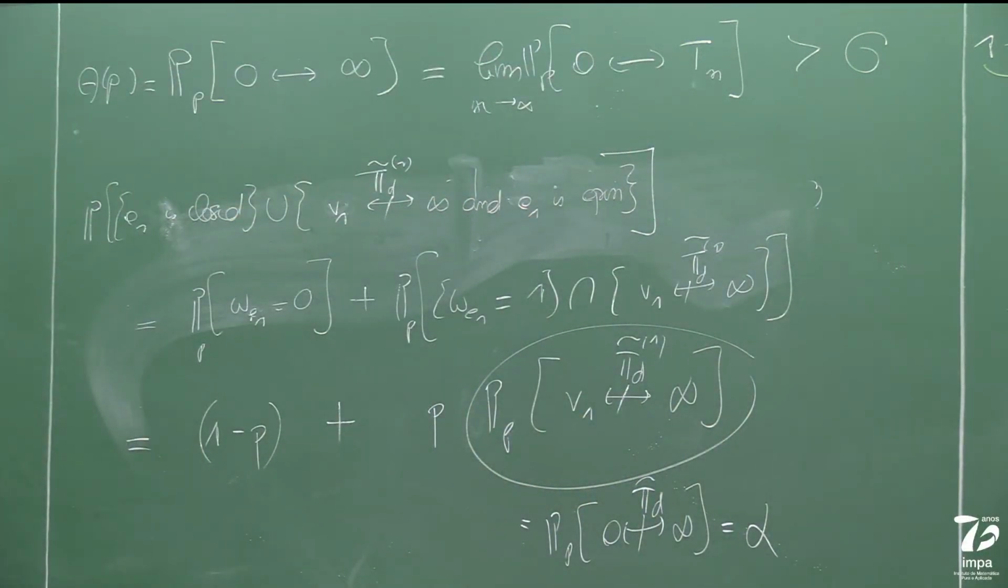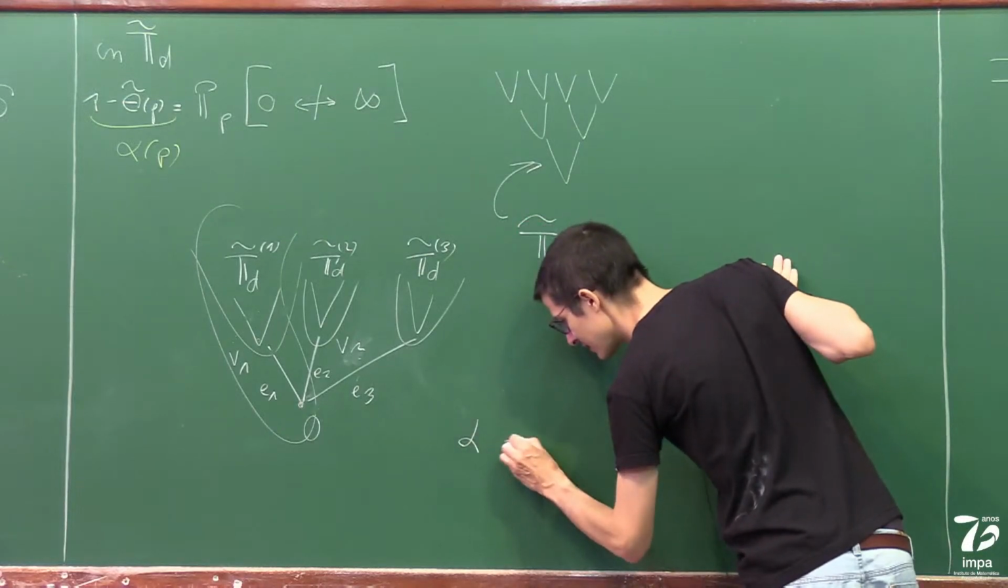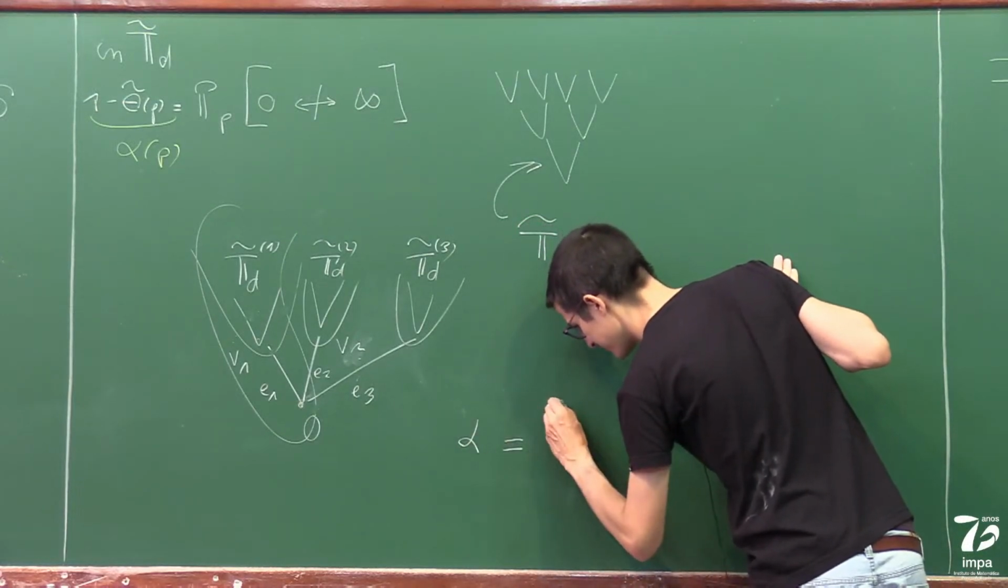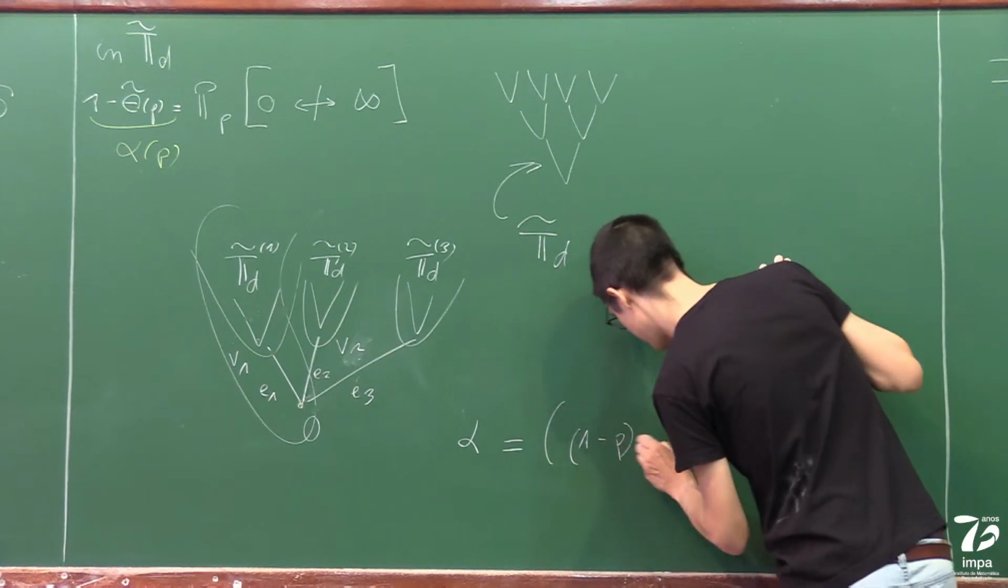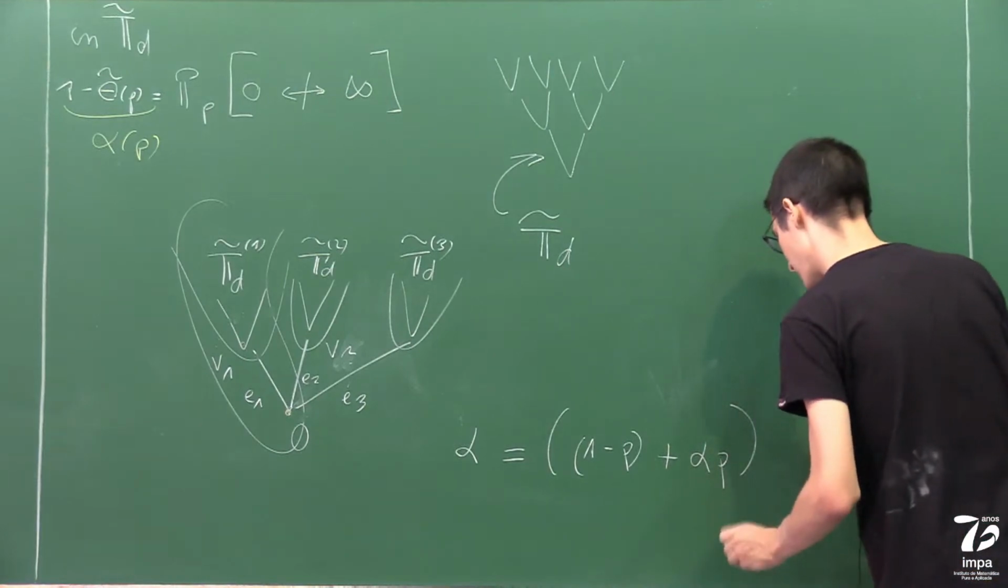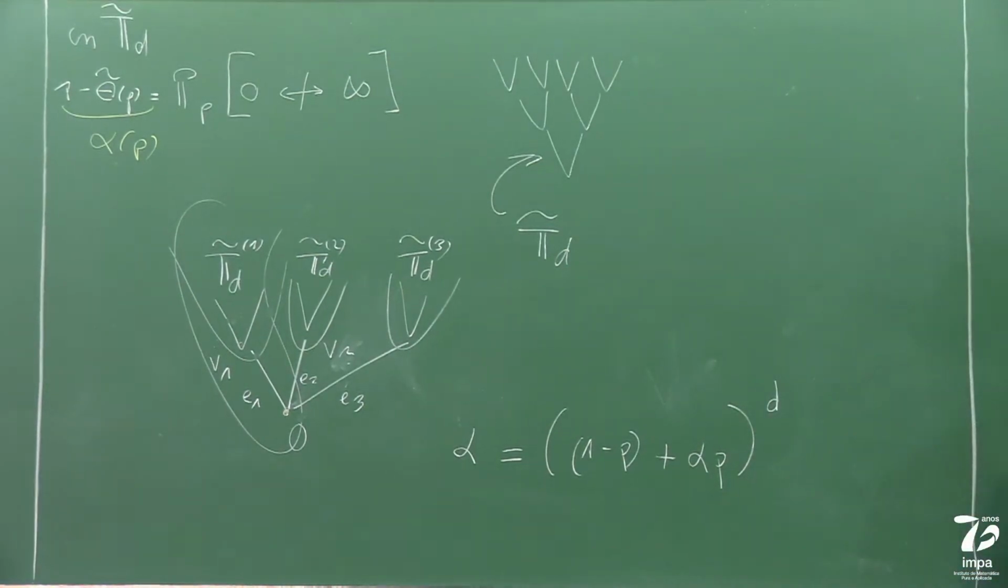Is everything clear? So I promised you an explicit expression for theta_p. It's only semi-explicit, but it's much better than what you usually get, which is no expression at all. So what we get for alpha is that alpha is a solution of this equation: alpha equals (1 minus p plus alpha p) to the power d.